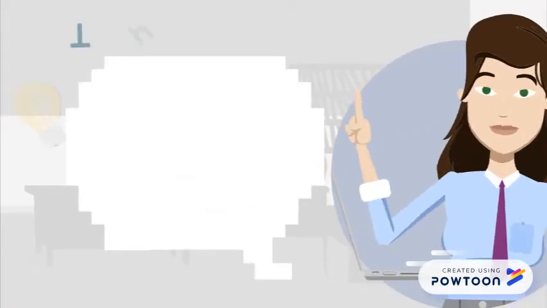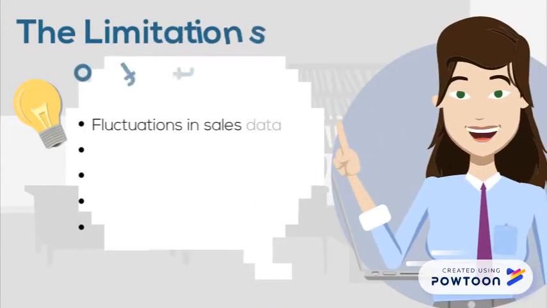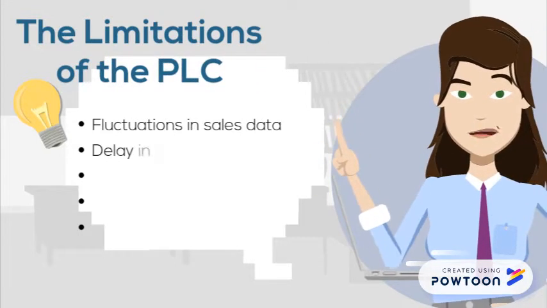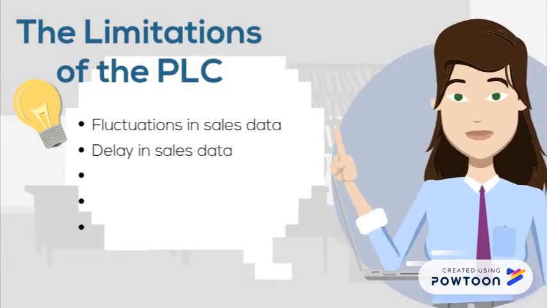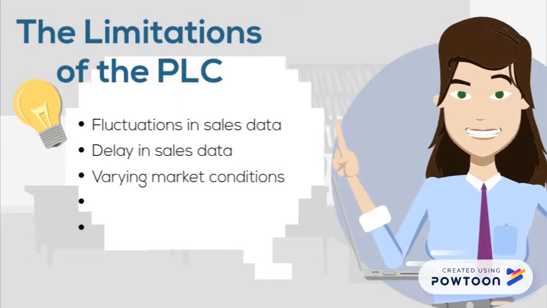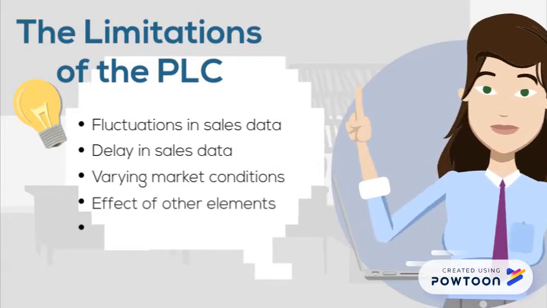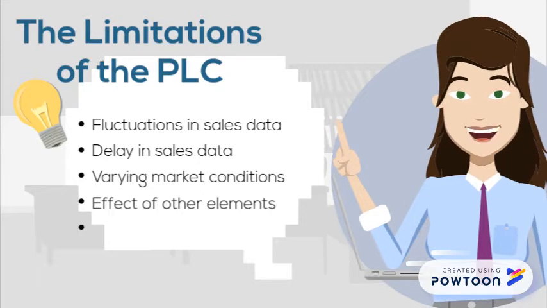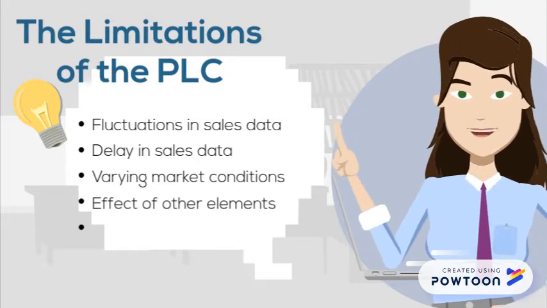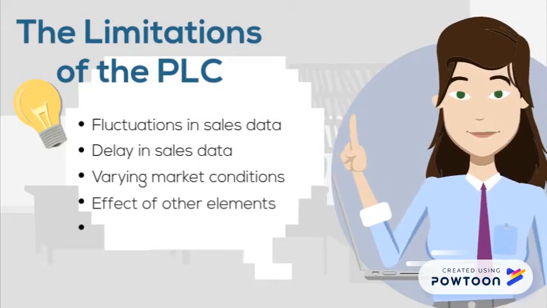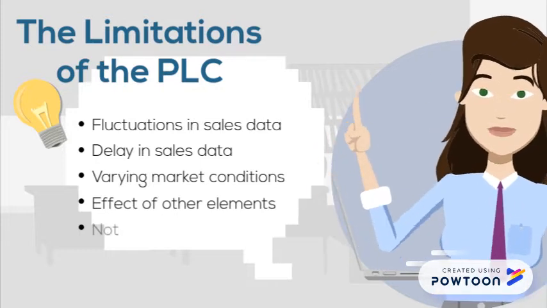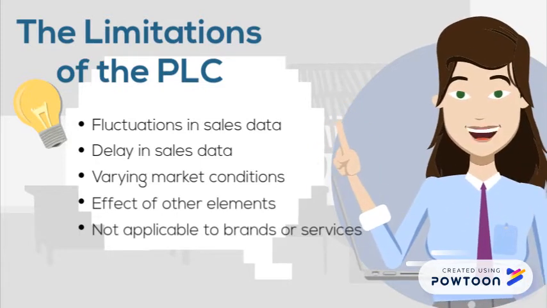However, product life cycle also has limitations. Firstly, the product life cycle is dependent on the sales data. So, if there are fluctuations or delays in the sales data, the graph is influenced. In the meantime, the varying market conditions and other elements also impact the product life cycle. Lastly, product life cycle is generally applicable to products only and not applicable to brands or services.